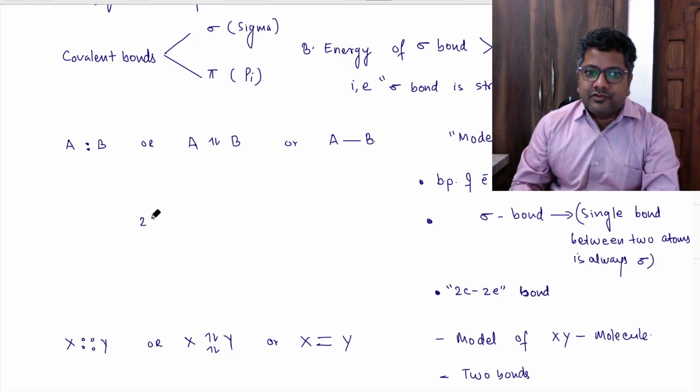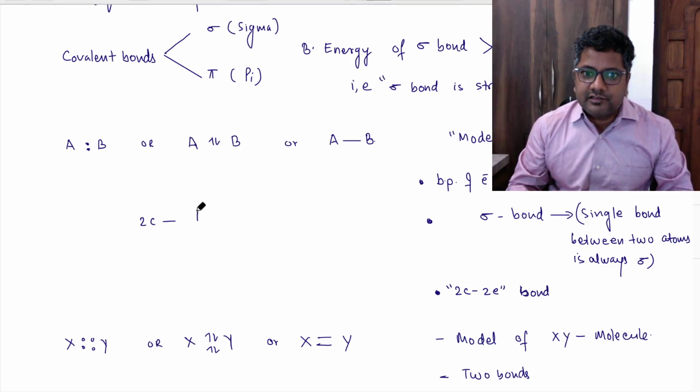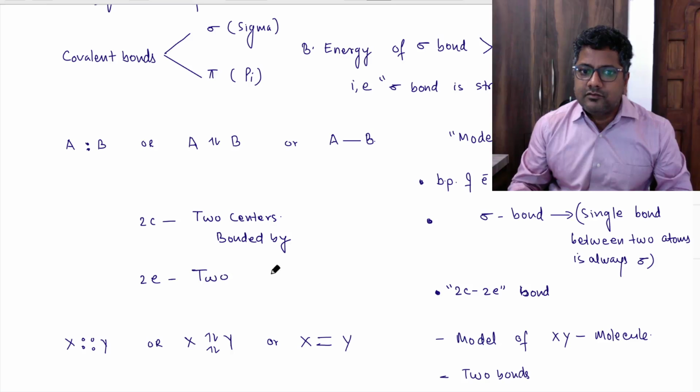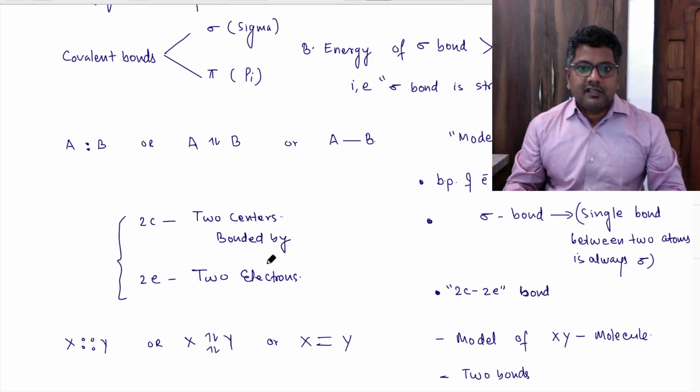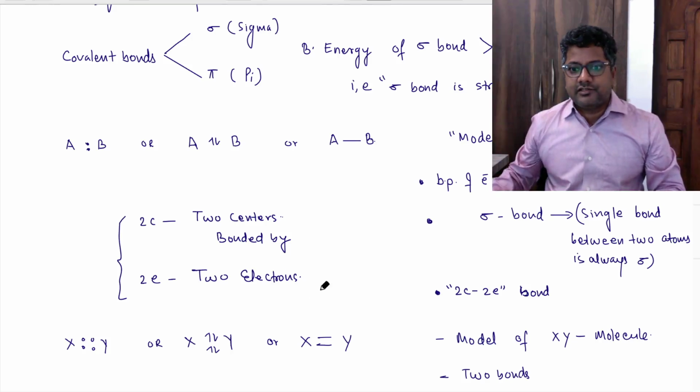This is also one of the nomenclatures of bonding. 2C means 2 centers, and bonded by 2E, where 2E means 2 electrons. So 2C2E means 2 centers are bonded by 2 electrons, right?